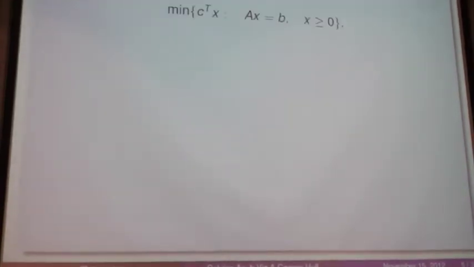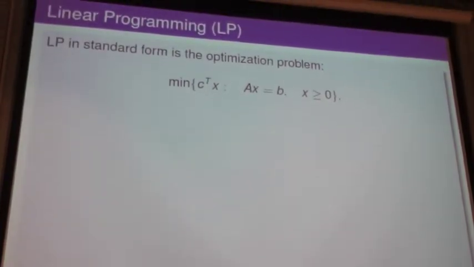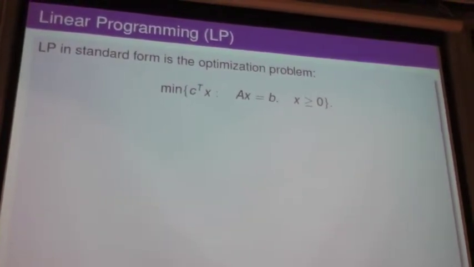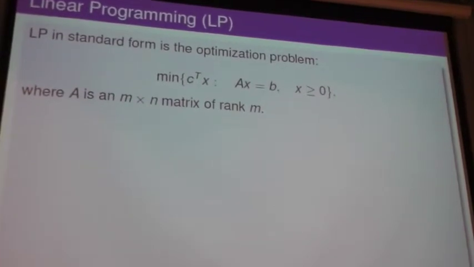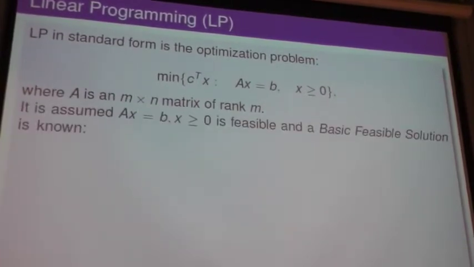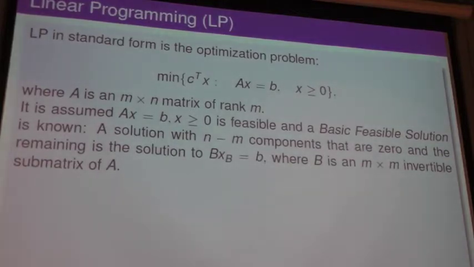Linear programming in standard form is an optimization problem, say minimization over a system Ax equals b, x bigger than or equal to 0. It is assumed that this is feasible and a basic feasible solution is available, which is a solution with n minus m of the components 0, and the remaining is determined by an m by m linear system, Bx equals b, where B is an m by m invertible submatrix.